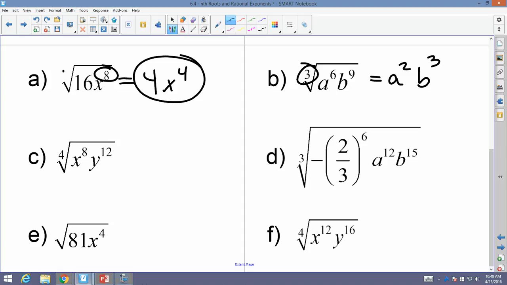What's the 4th root of x to the 8th, y to the 12th? X squared, absolute value of y cubed. Beautiful, son. Why, Morrow? Why? Because I pulled an odd exponent out of an even root. You feel me? I pulled an odd exponent out of an even root. Yes, sir.